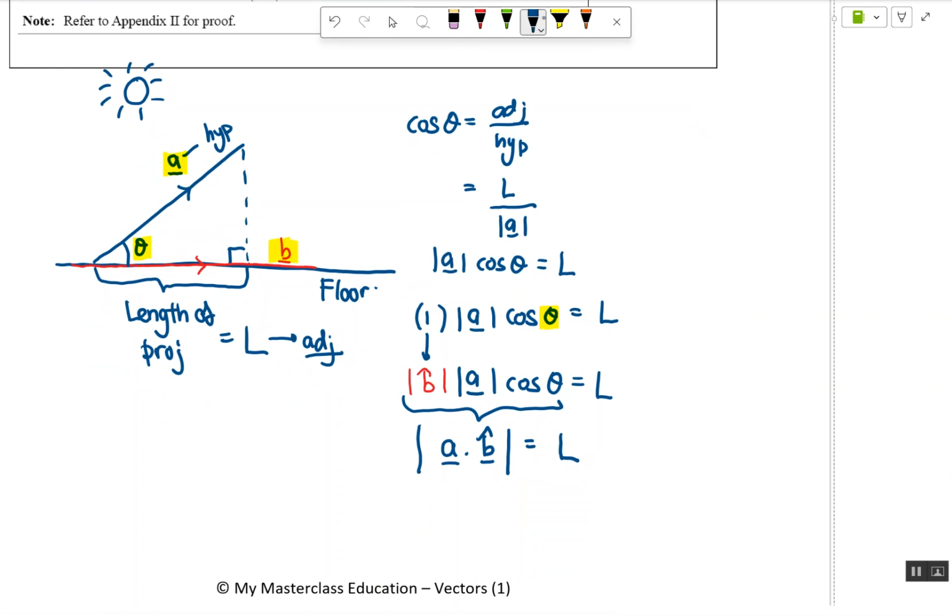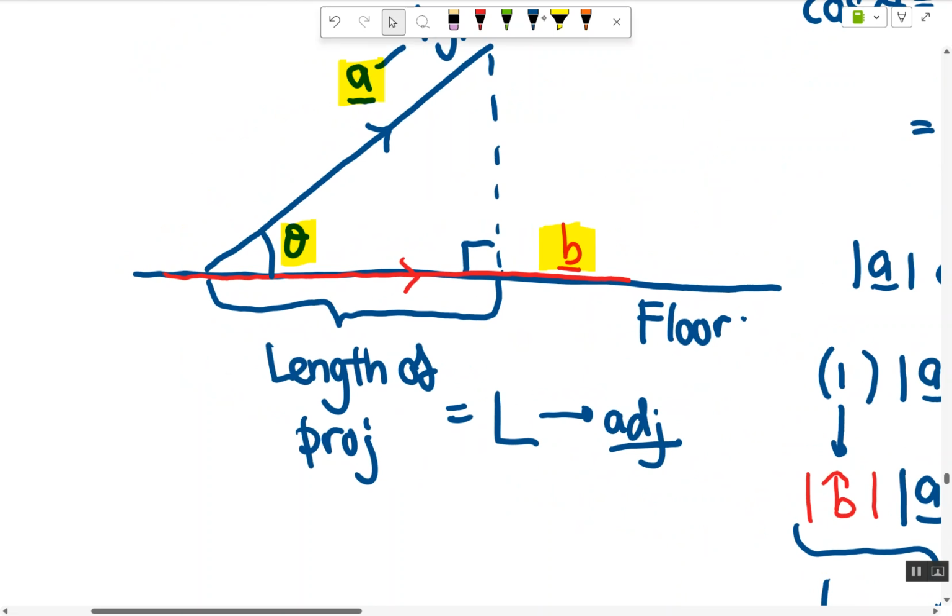Now let's say I found my length of projection already, which I know that this part is L. B, I do not know, but I can cut B into very small pieces such that I call this part of B, B hat.